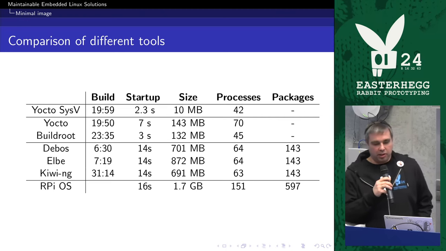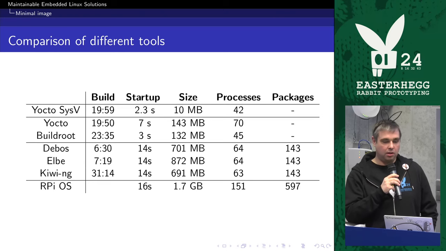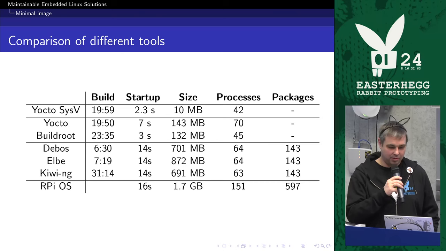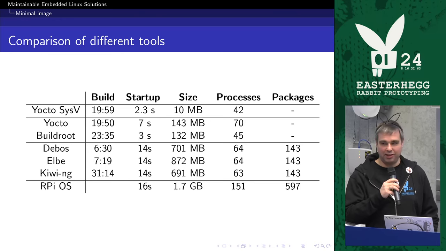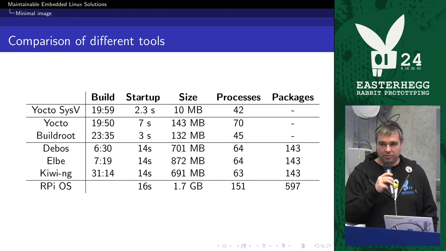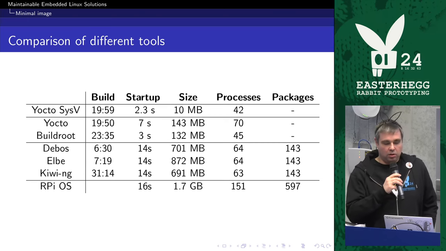And then the last metric we have taken a look at here is the number of packages. For sysvinit, Yocto and Buildroot, these package numbers make not so much sense, so we have skipped them here. And for our three tools building the image from Debian packages, it's not surprising that they all have the same number of packages installed for the same image description. And the Raspberry Pi OS server minimal has almost 600 packages installed out of the box, compared to 143 if we only have debootstrap minimal plus the OpenSSH server. So maybe it helped a little bit to choose the right tool.